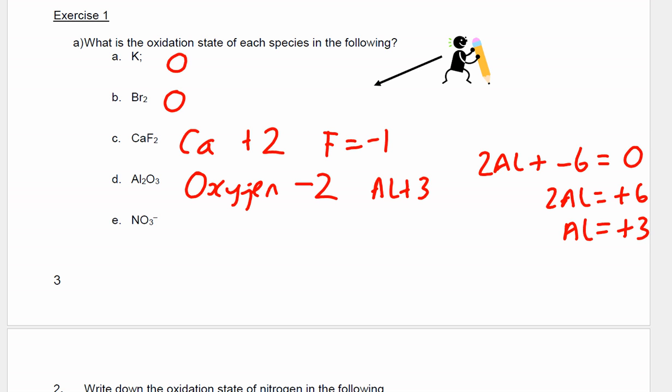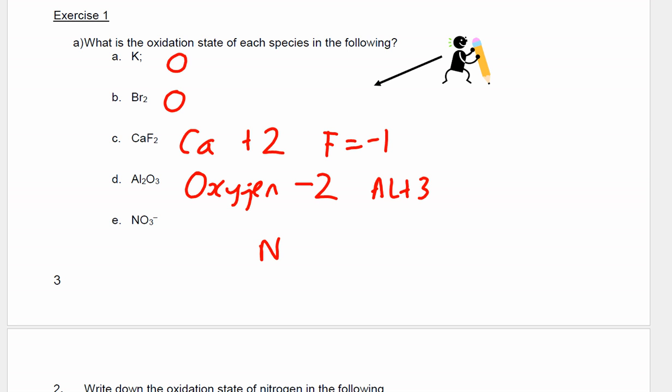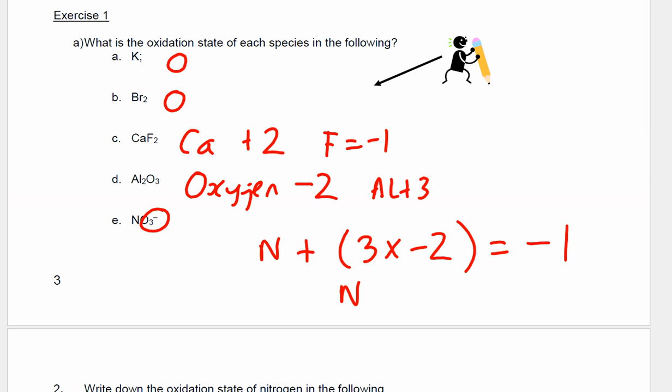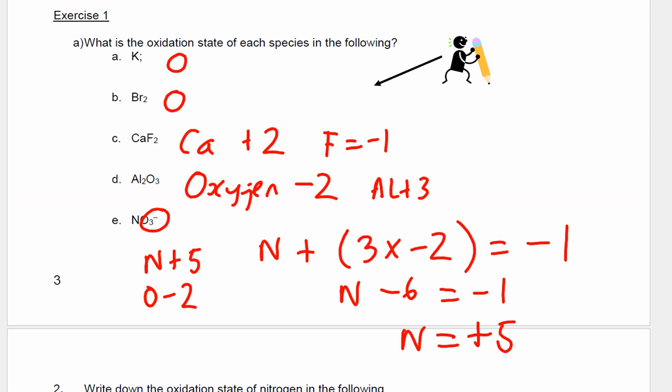Now the last one, NO3-, we're going to work out in a similar way. We've got nitrogen, and we're going to add on 3 lots of -2 because we've got 3 oxygens. Each oxygen has an oxidation number of -2. But this time we can see we've got a minus sign on the ion. So the sum of all of the oxidation numbers will equal -1. So N - 6 equals -1. To simplify that, N will be equal to +5. So N is +5 and the oxygen is -2.